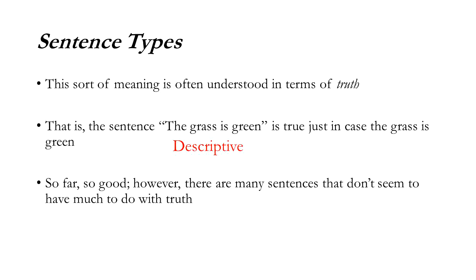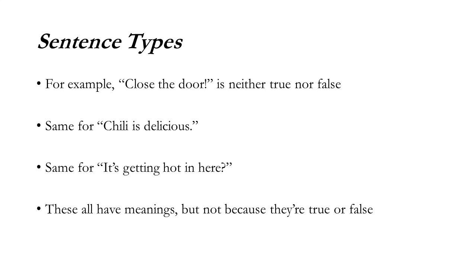This is fun, but note we like to spend time talking about different sentence types because not all sentences are descriptive. Some don't have anything to do with truth at all, but they still have meaning, and we want to be able to talk about that. Here are some examples. Close the door. It's neither true nor false. It's a command. Same for chili is delicious. It is. That is in fact true.